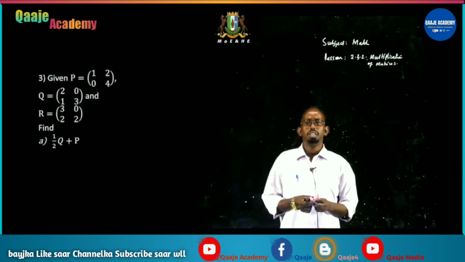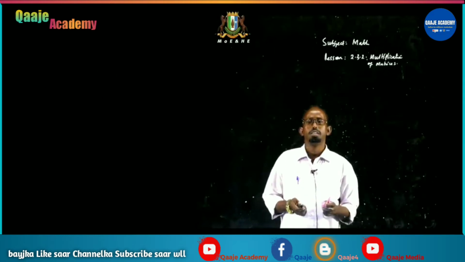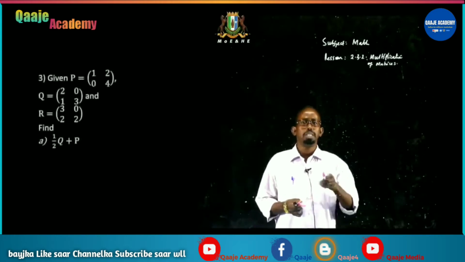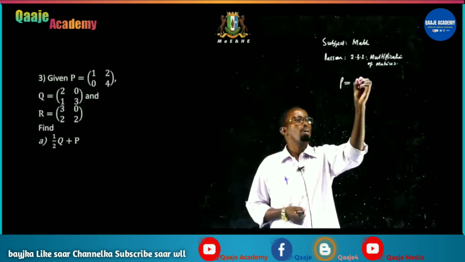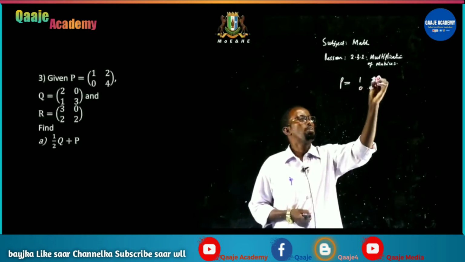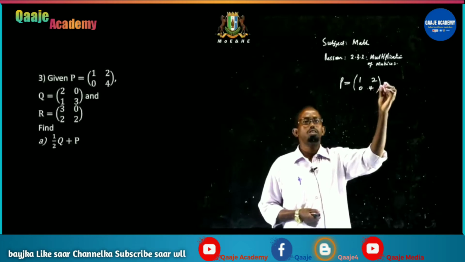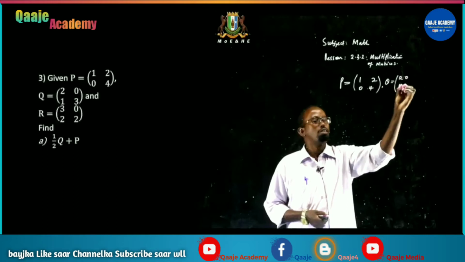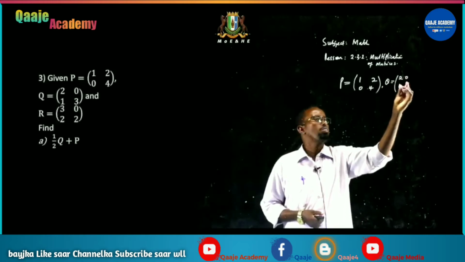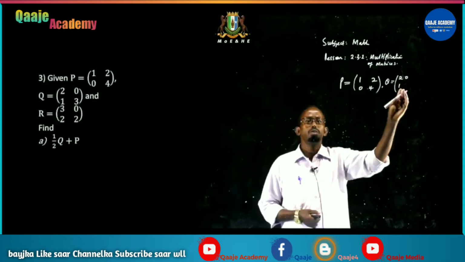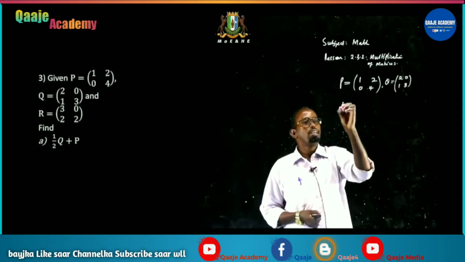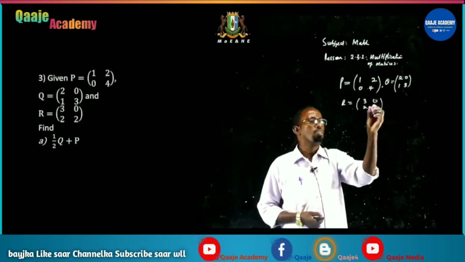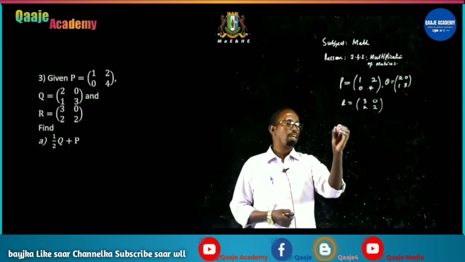The next example: P is [1, 2; 0, 4], Q is [2, 0; 1, 3], and R is [3, 0; 2, 2].